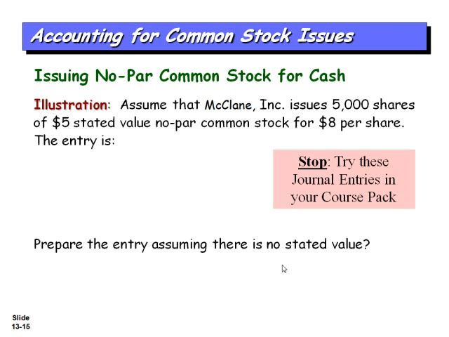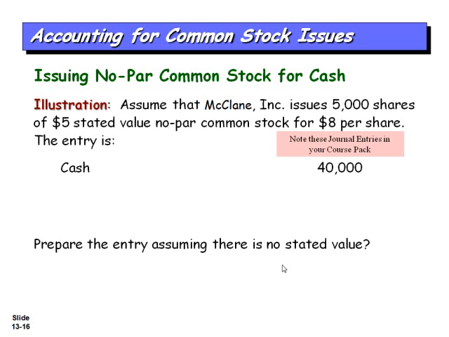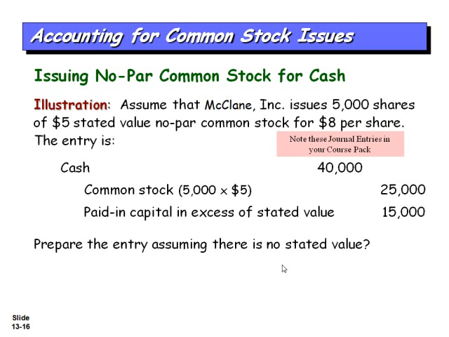Okay, what if this stock were no par value? What if this stock had a stated value of $5 a share? What accounts would you use now? So you sold it for $8 a share. So that's $8 times 5,000, which is $40,000. And now we still have the common stock at par value. And what do we do with that difference? It's paid-in capital in excess of stated value. So the account title changes, but the basic journal entry is the same, and the calculations are the same. This is an example of a journal entry for stated value.